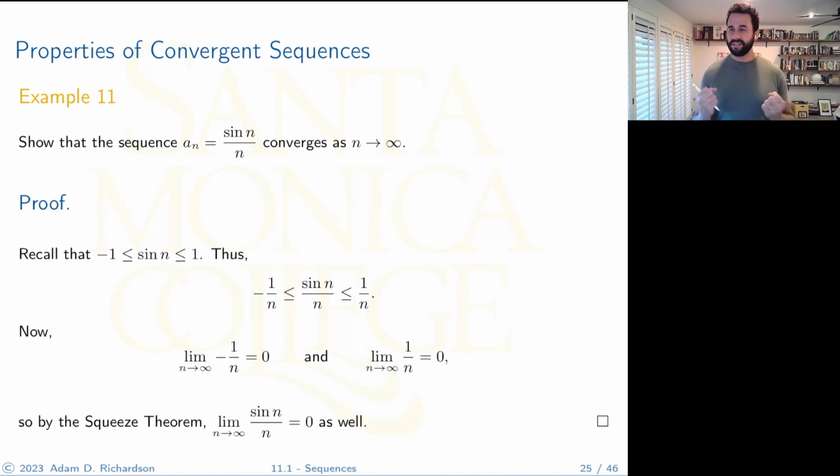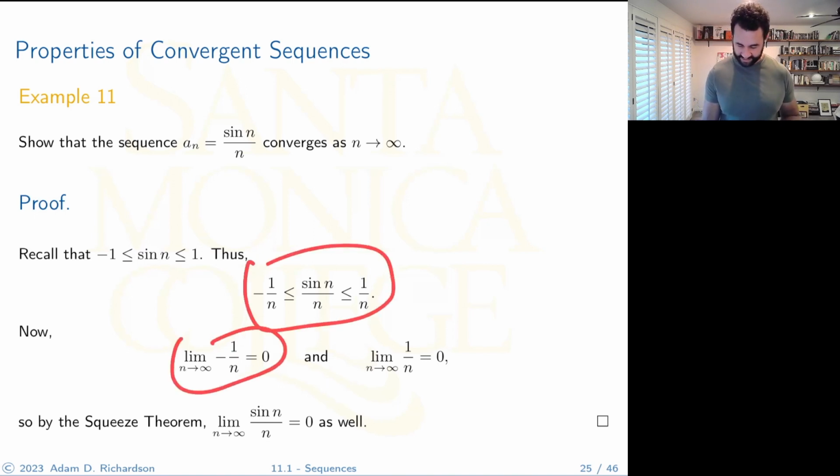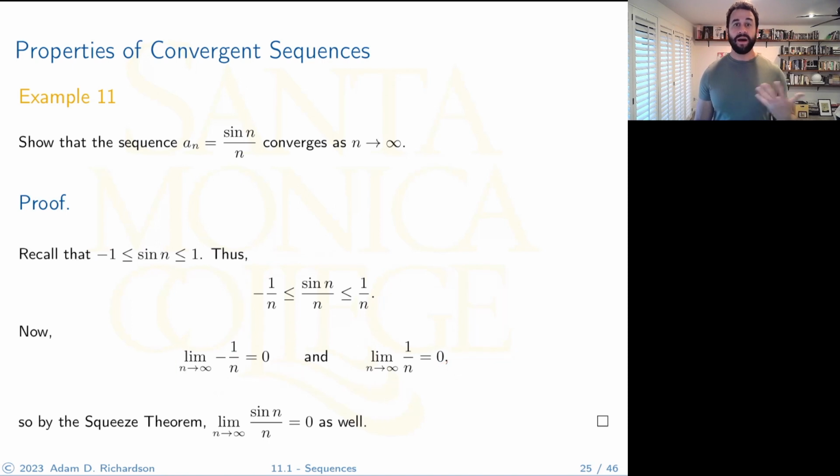And now here's the squeezing part. We know that the limit as n goes to infinity of this one is 0. And the limit as n goes to infinity of this one is 0. So by the squeeze theorem, those are the hypotheses of the squeeze theorem. This, and this. So by the squeeze theorem, we get the conclusion, which is that the limit as n goes to infinity of this thing has to be 0 as well. Therefore, the sequence converges. That's it.